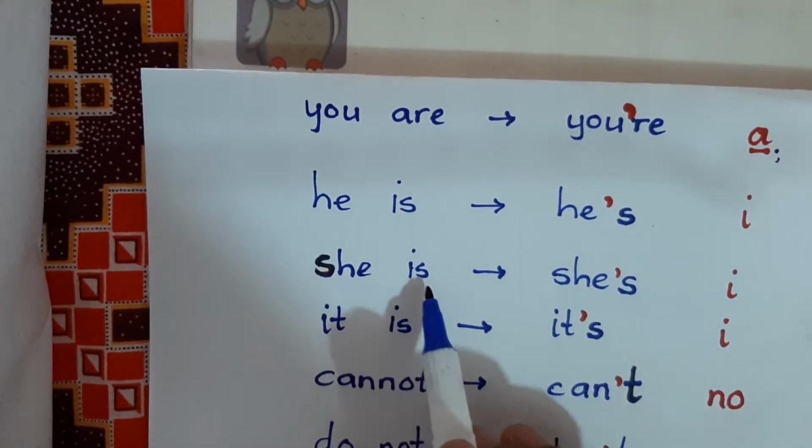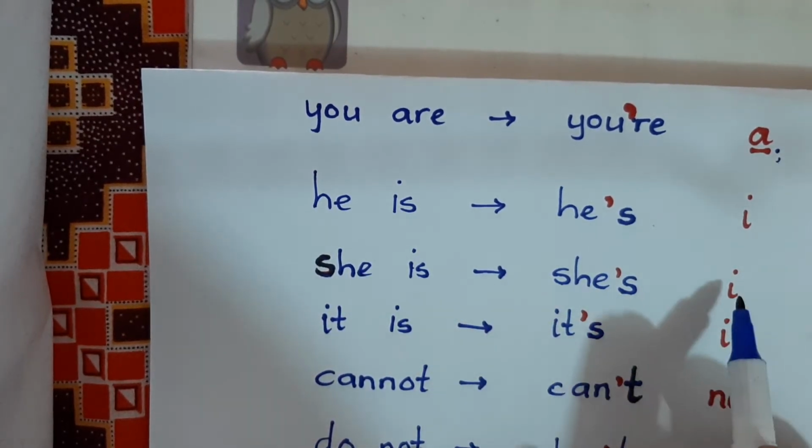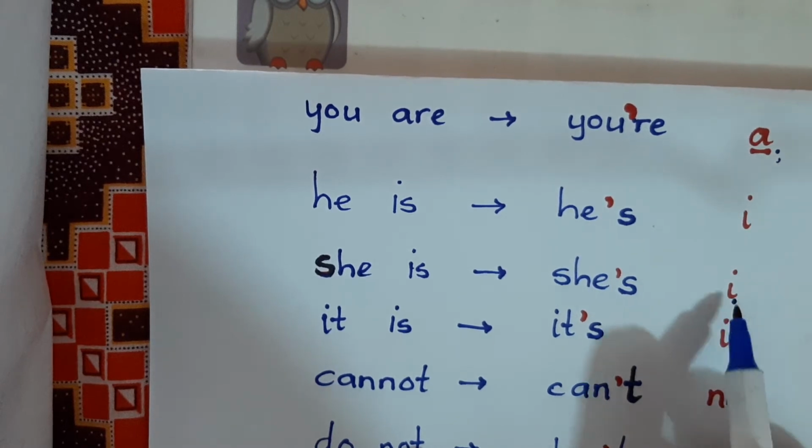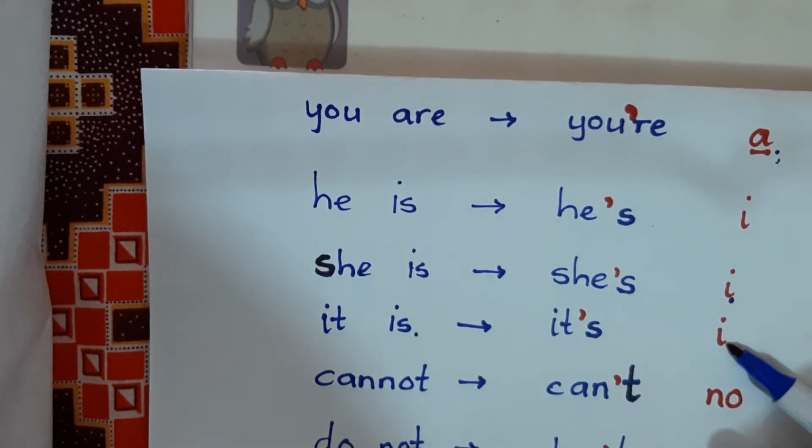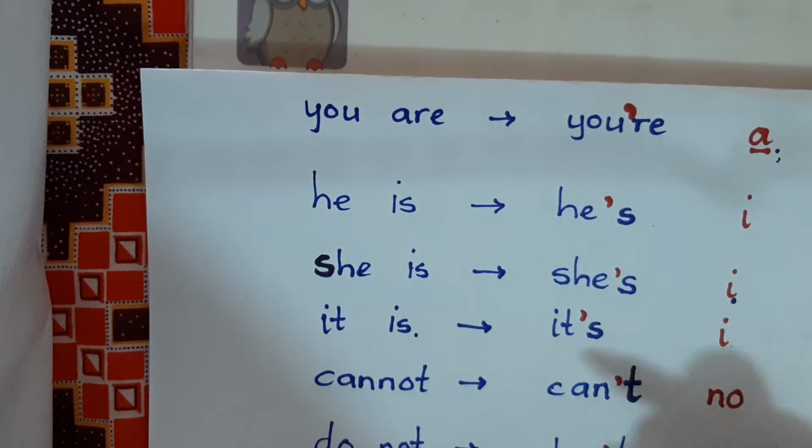We have she is, becomes she's. We also miss out the i. It is contracts to it's. It's my dog. We miss out the i too.